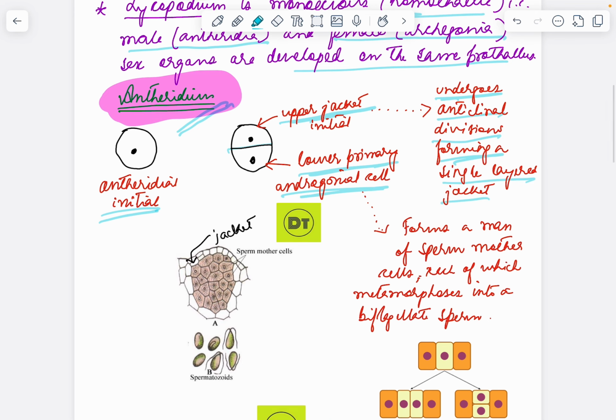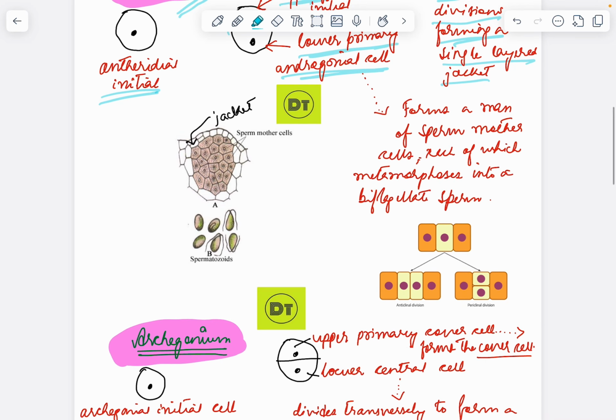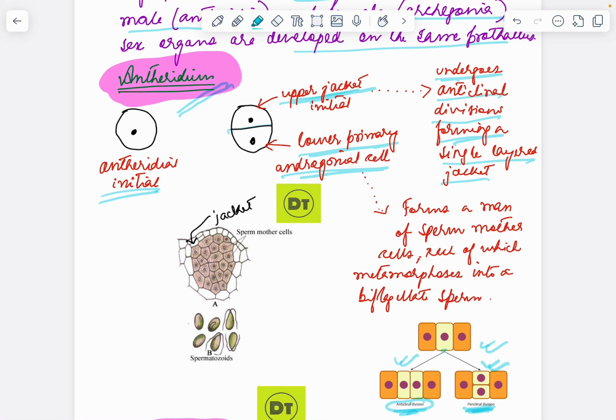So now here we got a new term known as anticlinal division. What is that? There are two kinds of divisions. Suppose this is a cell, it is undergoing one division known as anticlinal and the other division known as periclinal. Anticlinal is when the division takes place perpendicularly. When the division takes place parallel to the cell surface, then we call it periclinal division. Clear? So the upper jacket initial will undergo anticlinal division and form a single layer jacket.